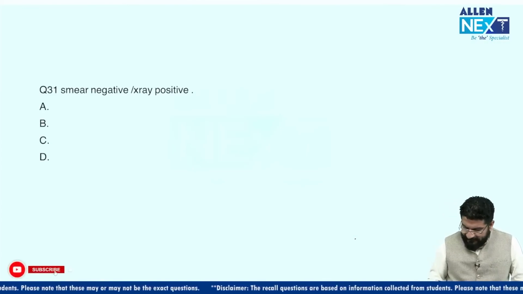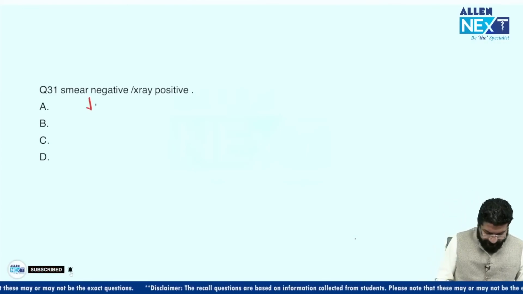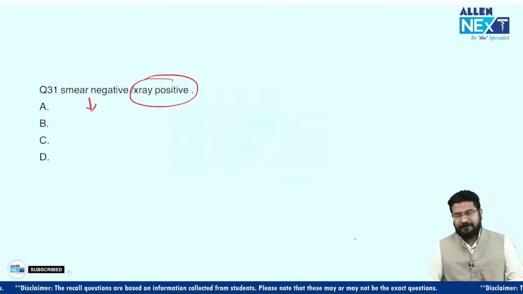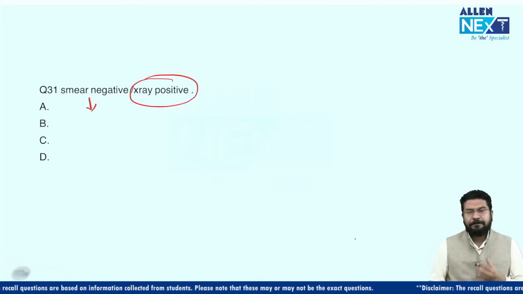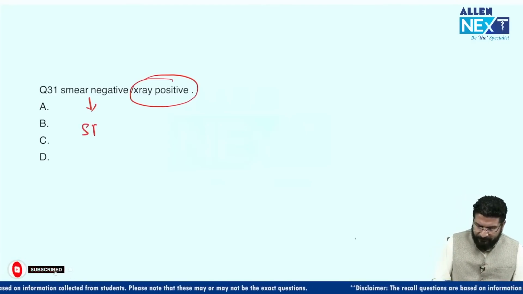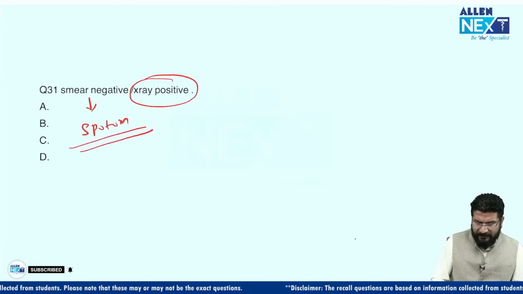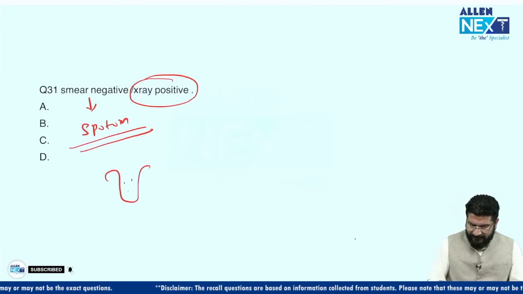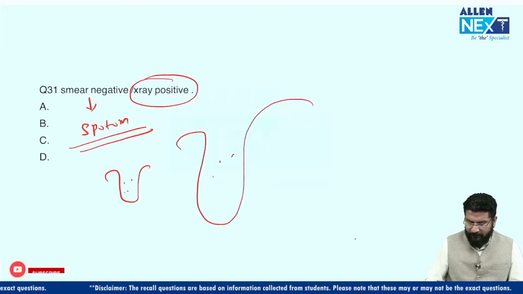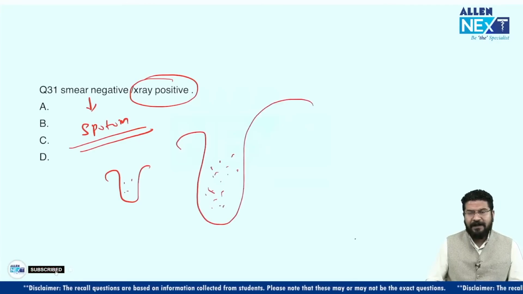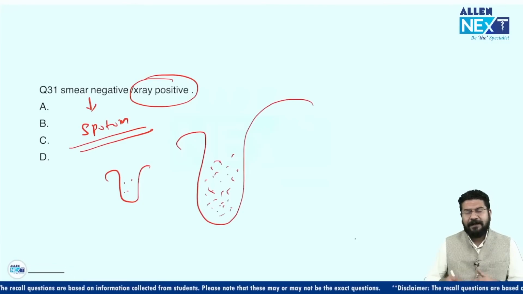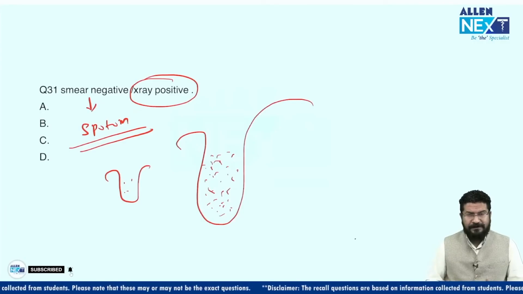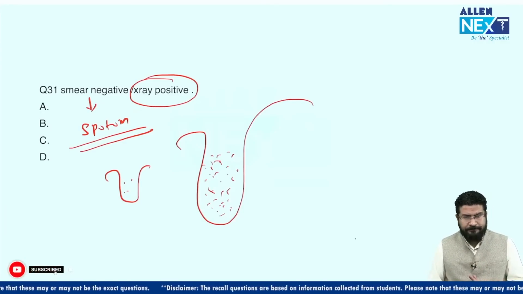Smear negative. Smear negative means sputum for AFB. Smear is negative, X-ray is positive. Whenever you see this, what is the next step? Understand this, smear means it is coming from the sputum. Sometimes a TB patient can have a small cavity. If the cavity is small, it will have less sputum. If the cavity is big, it will have more sputum, and the bigger cavity will have more bacteria, so the test has a high chance of being positive. You need more bacteria for the test to be positive, and sometimes there is not enough sputum.